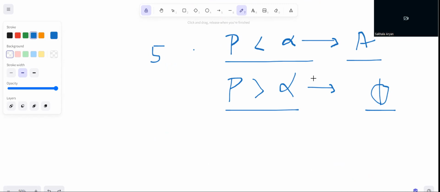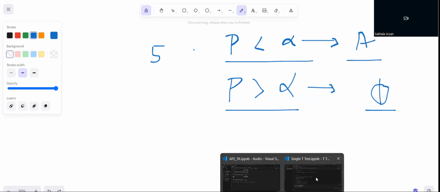So that's it. If p-value is greater than significance value or your alpha, you will fail to reject your null hypothesis and conclude that there is no significant difference. Okay, you can't reject your null hypothesis. Let's see the Python implementation.